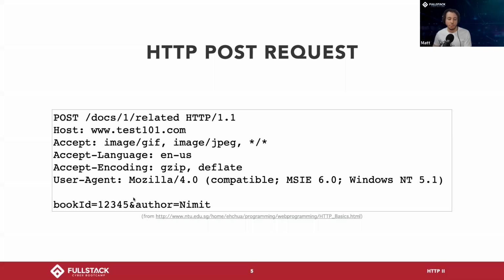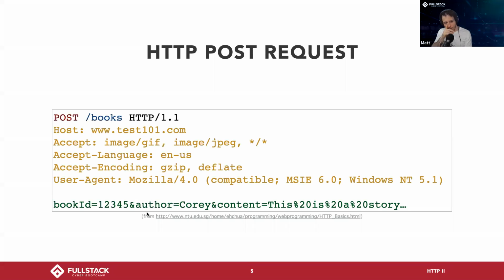So maybe if I was making a post, let's take a look at this other post request here. Let's say I'm making a post to /books from test101.com. Again, same information is going to be there. You have the host, you have the verb, you have the URI, and you have the version of HTTP that we're using. In the headers, you have all of the metadata associated with it. And then finally, in the body of the post, you have all the data I'm actually trying to send over to the server.